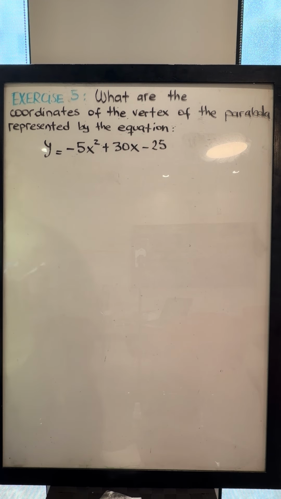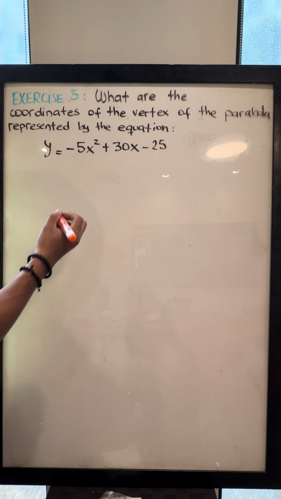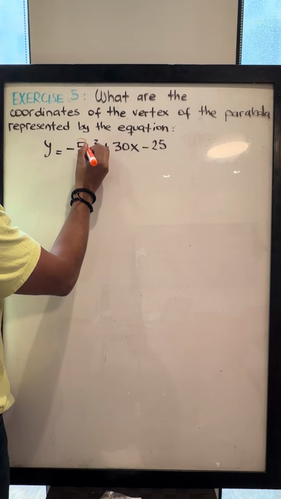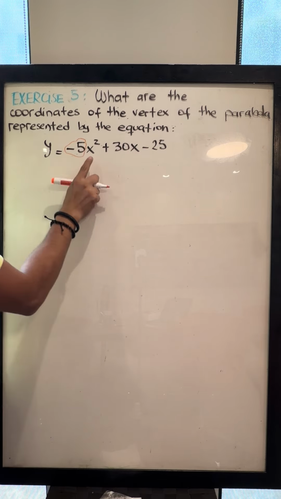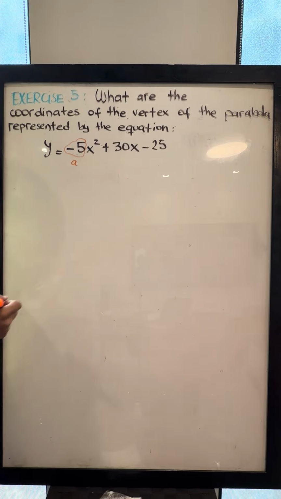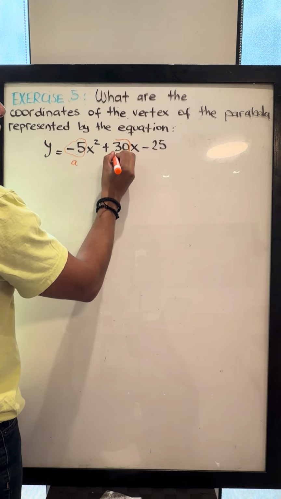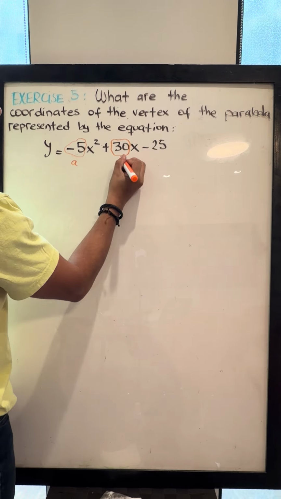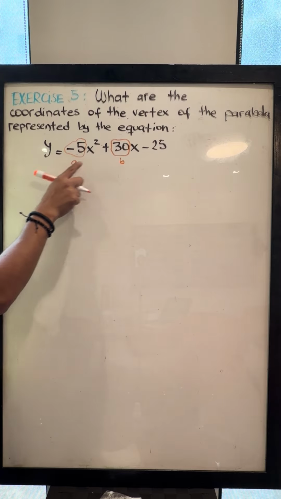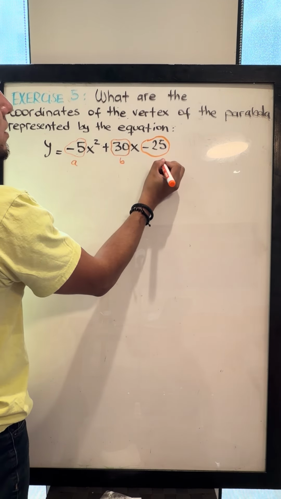So here, what are we going to do? We are going to talk about the coefficients. The first coefficient, the one with x squared, is called the lead coefficient. And then the second one, the one with just the variable x, is going to be b. So the first one is a, then b, and then the last one is going to be c.